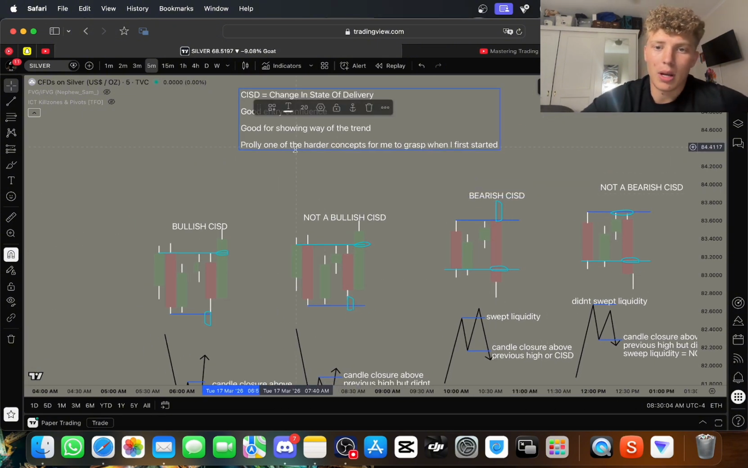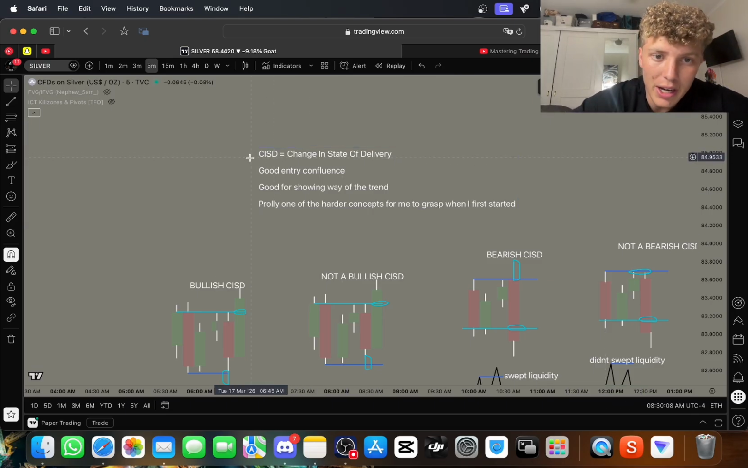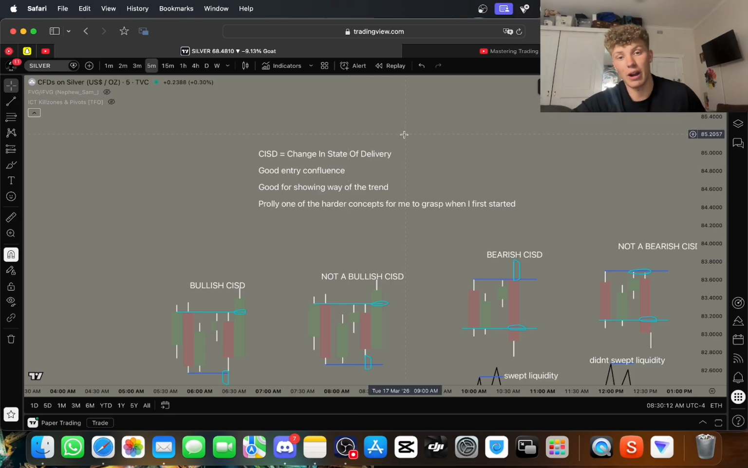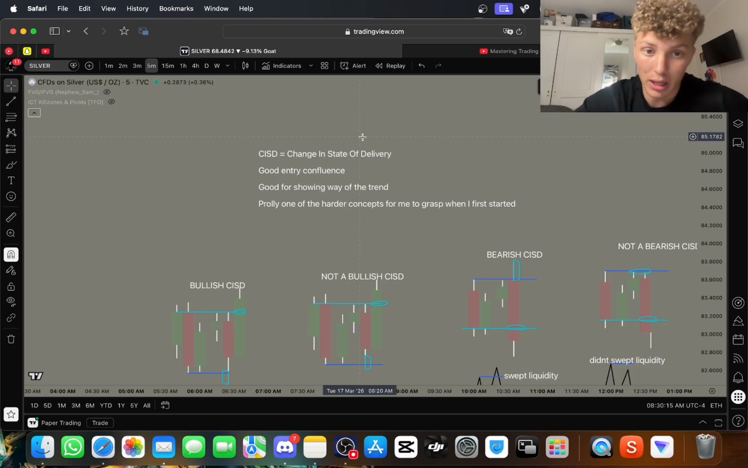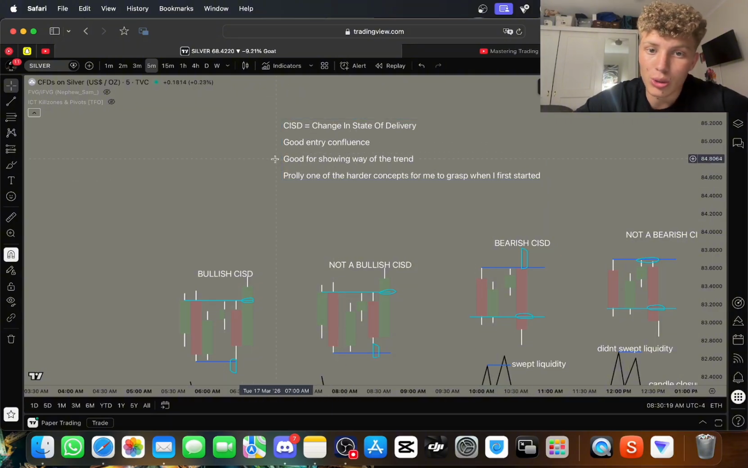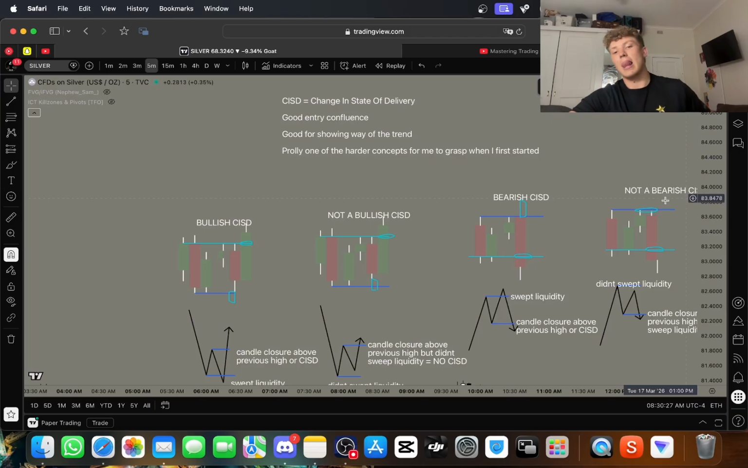Coming into this, you'll see the abbreviation CISD quite often. You guys might also know it as change of character. That is another concept, the exact same thing. This is mainly a good entry confluence, also good for showing the way of the trend, similar to inversion fair value gaps. This one's probably harder to grasp, like I said before. So let's get into it.